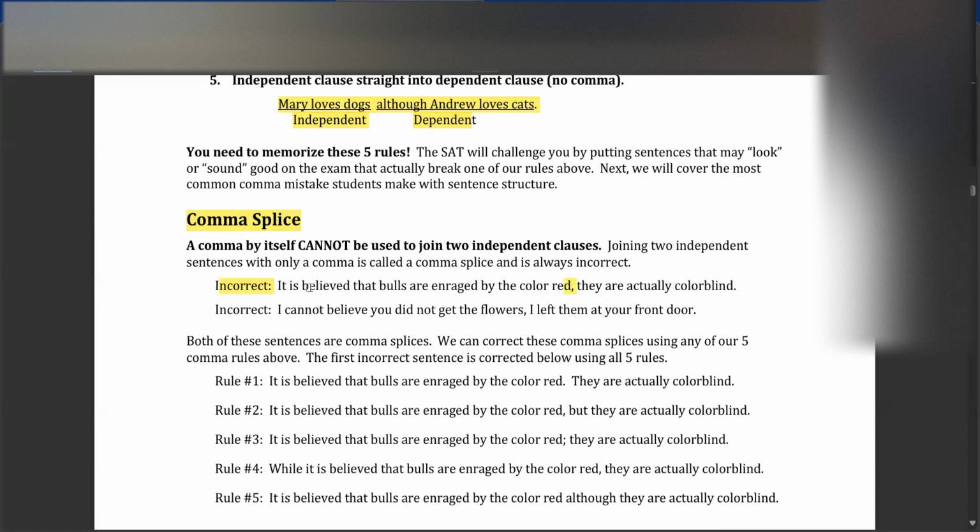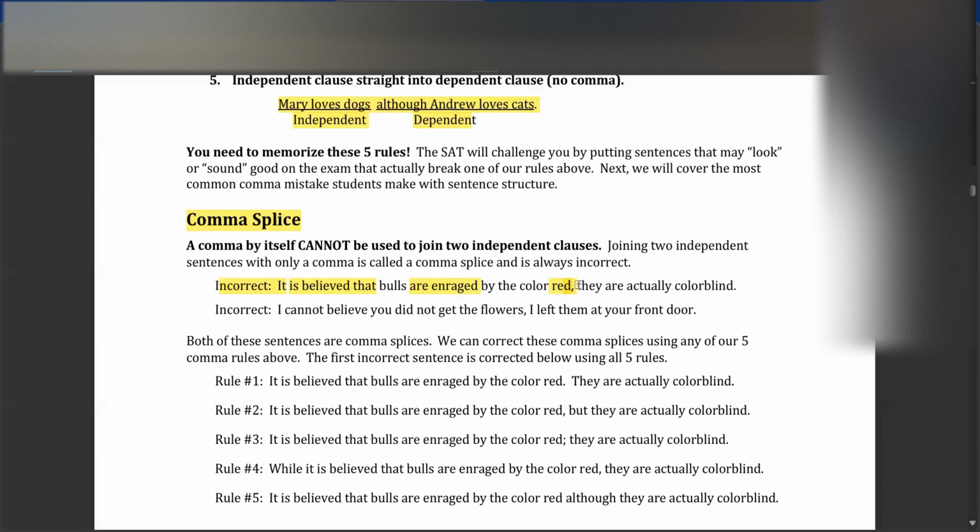Why? As we did in the previous example, is this dependent or independent? It is believed, we have it as a subject, and it's believed that bulls are enraged by the color red. I can pause here and you still understand: we have a subject, we have a verb, we have a complete thought. So this is an independent clause. Let's look at the other part.